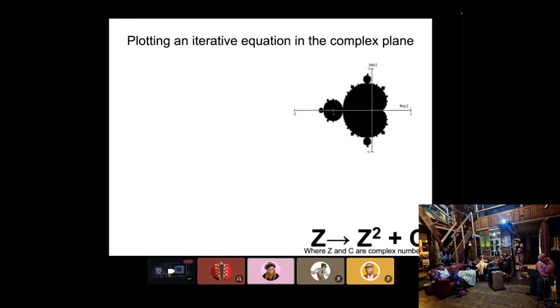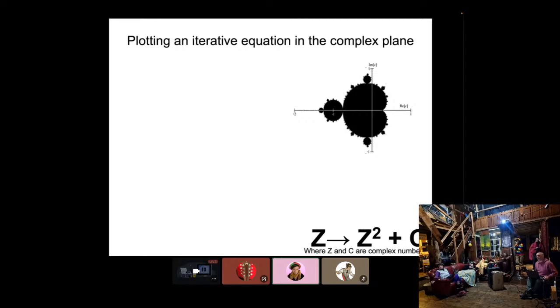So what we're going to then do is plot what's called an iterative equation on that complex plane, right? An iterative equation is effectively where you put a number in, you get a number out, and then you put that number back in, and you keep doing that for a certain amount of time. So the output goes back in to the input.